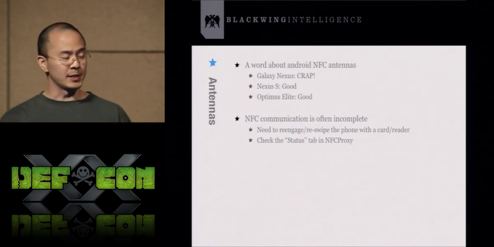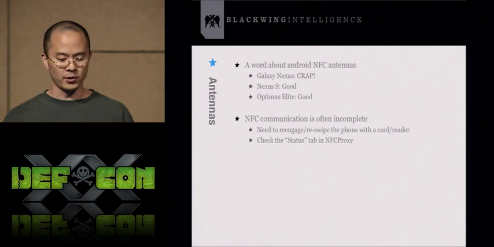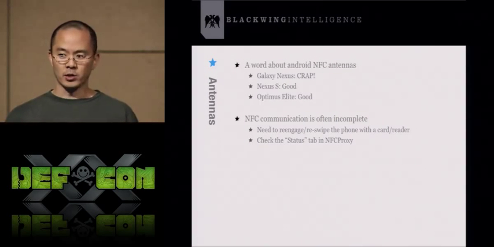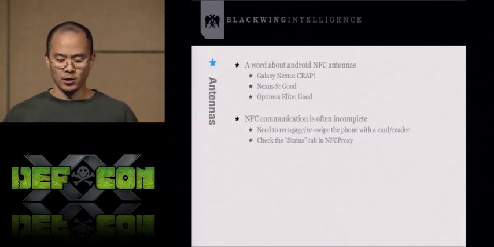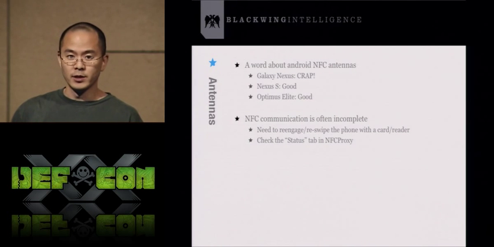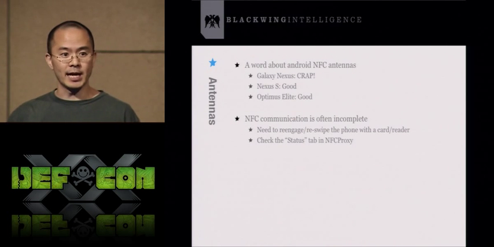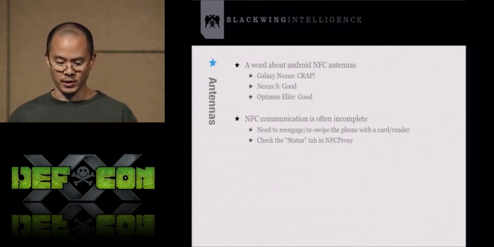So this brings me to the next point. NFC proxy or communication is often incomplete. So when you're using this tool, or if you've ever used the NFC feature on your phone to try to scan a tag, you'll find that you'll get a lot of partial transactions. So all you'll need to do is take the phone and try to rescan the tag, or try to get the reader to reacquire your credit card or your phone.